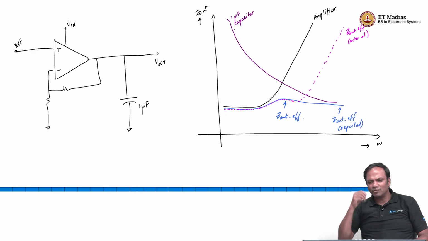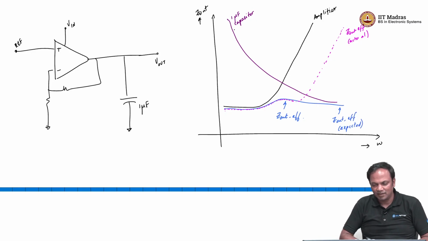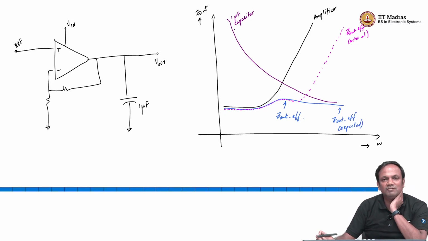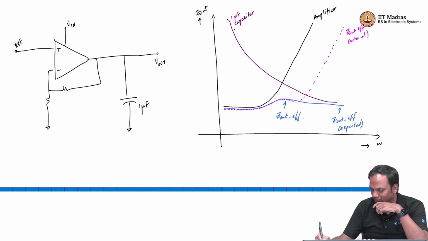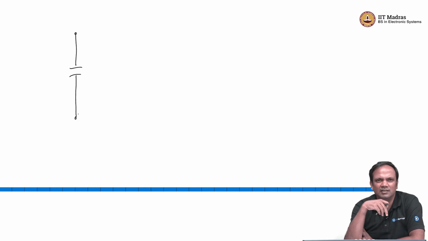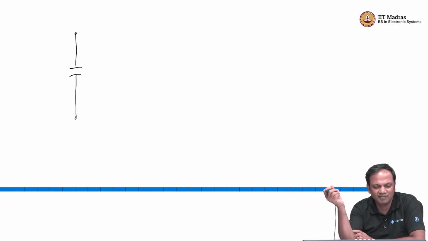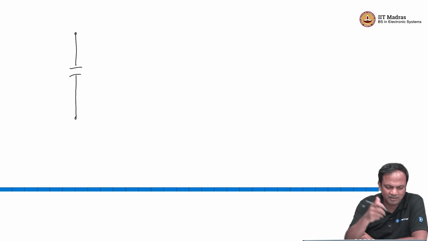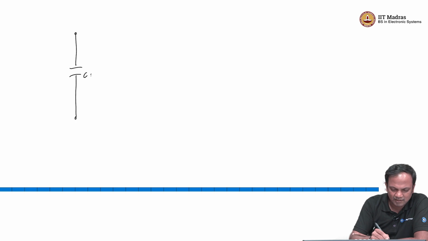Now, you do this and you might wonder, but why is this happening, right? This goes back to whether components are ideal or not. So, when you look at a capacitor, let us say I have a surface mounted capacitor. Now, the surface mounts have leads, have inductance, etc. So, let us say this is a 1 microfarad capacitor.